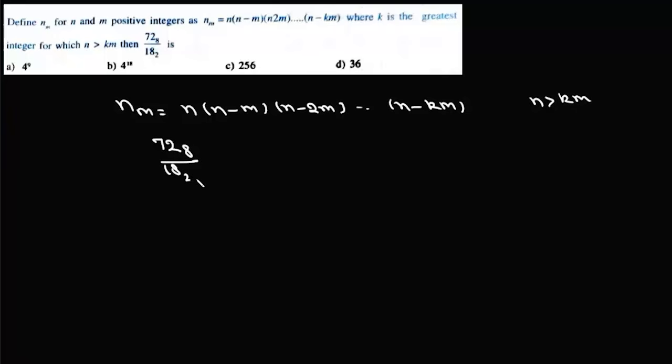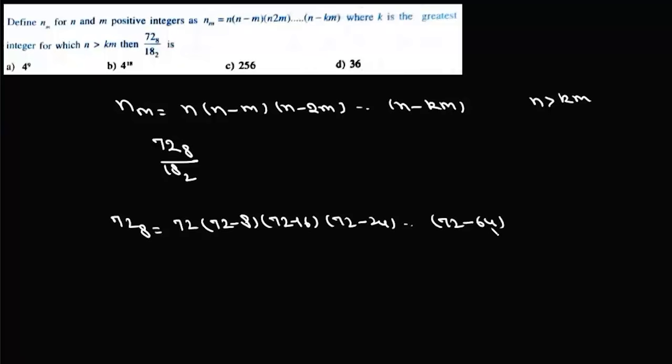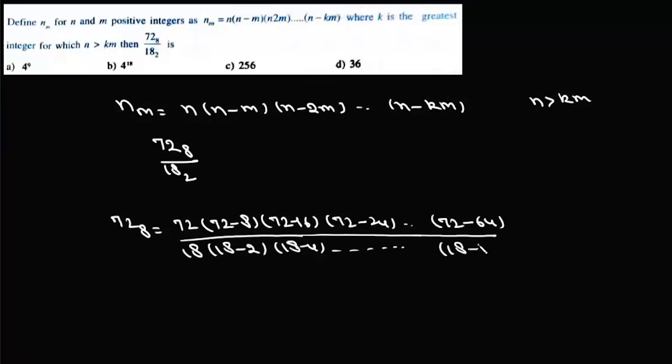72.8 and 18.2. Now if we look at 72.8, it will be 72 minus 8, 72 minus 16, 24, and you go up to 72 minus 64, and here it will be 18 minus 2, 18 minus 4, and 18 minus 16. Now this is 72. 72 minus 8 is 64.